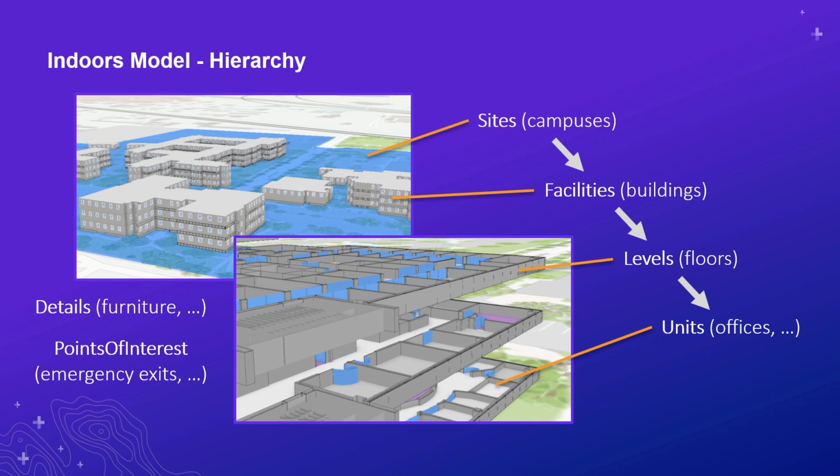Full disclosure, if you look in the documentation, you'll find there are a few additional feature classes in the Indoors dataset that aren't listed here. For example, there's an events feature class used to manage things happening in a specific location during a specific time. The thing to know is that all the feature classes in the Indoors model make use of this hierarchy to define the relationships between locations at different scales across an organization.